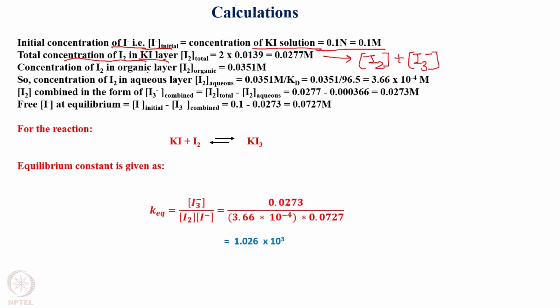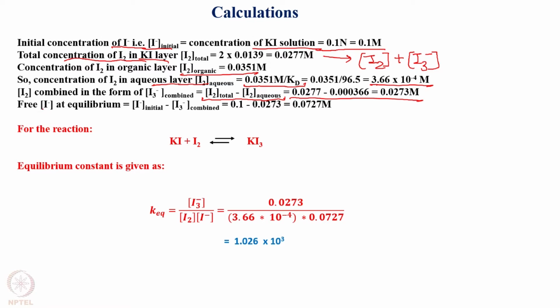After this, we also know the concentration of I2 in the organic layer, which is this. The concentration of iodine in aqueous layer can be calculated because we have the value of partition coefficient which we earlier calculated. So we will be dividing the value of I2 organic by the partition coefficient so that we obtain the value of iodine in aqueous layer, which turns out to be this. So I2 combined in the form of I3 minus is given by the total iodine concentration minus the I2 present in aqueous layer, which we just calculated.